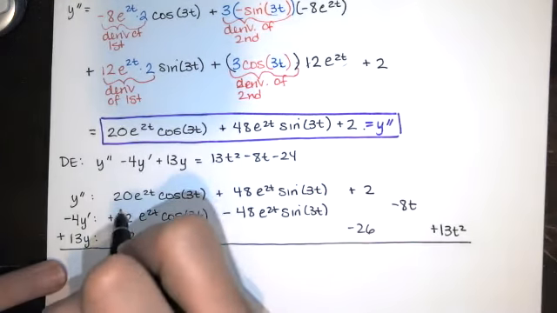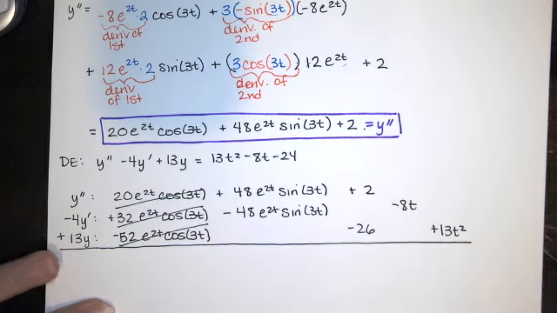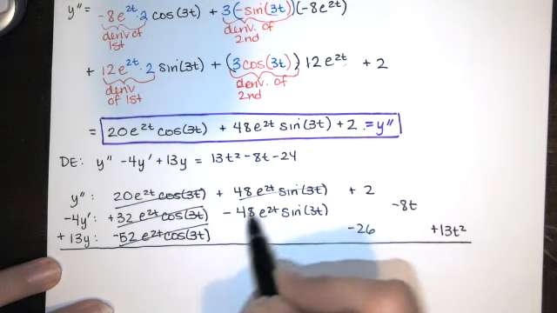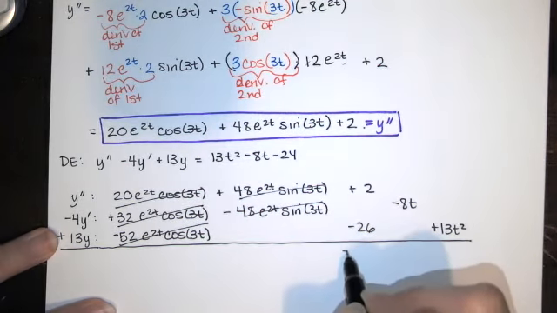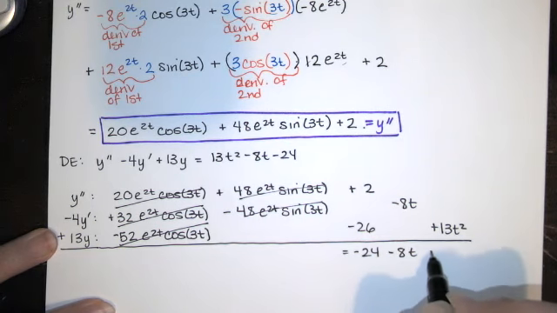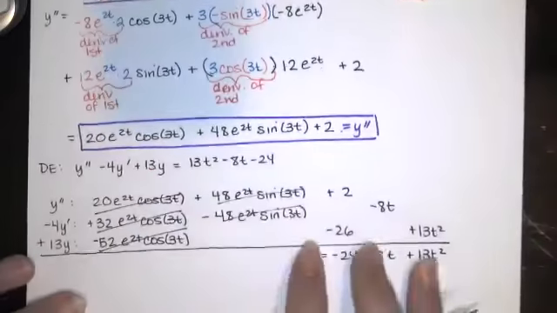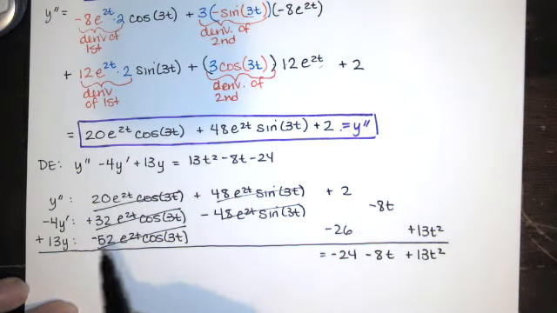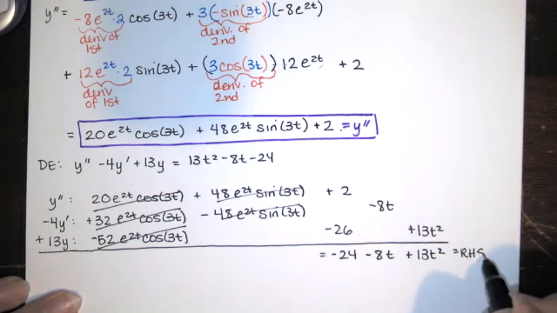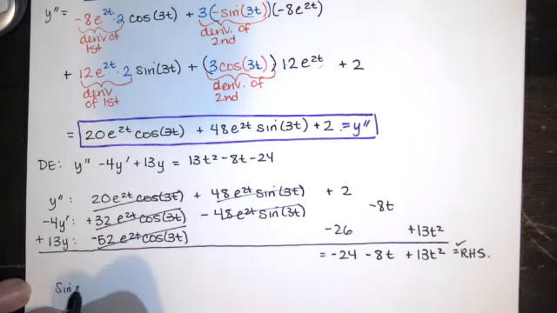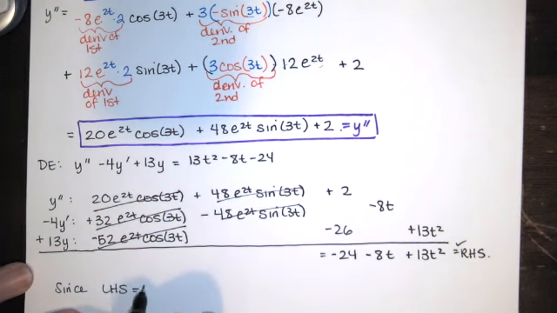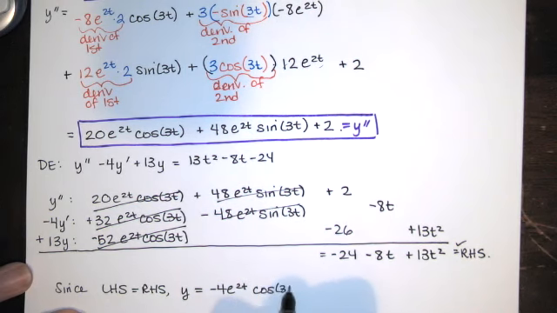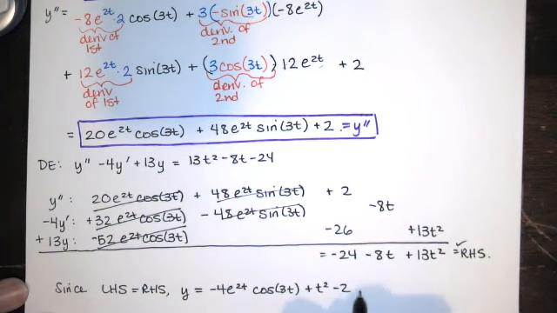So when we add like terms in the columns, I've got positive 52 of those minus 52 of those, so those are gone. And these reduce, which is nice. And then this becomes a negative 24 minus 8t plus 13t squared. And that is the right-hand side of the differential equation. So this is the left-hand side, and it equals the right-hand side. It checks out. So we'll say since the left-hand side equals the right-hand side, y equals this function is a solution of the differential equation.